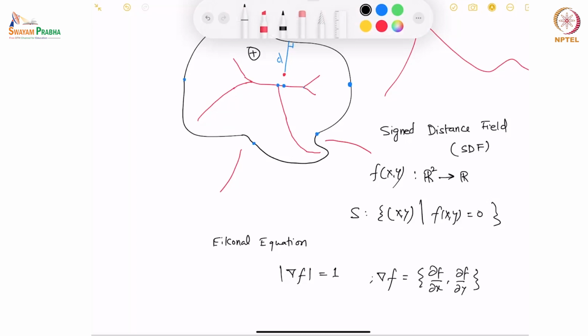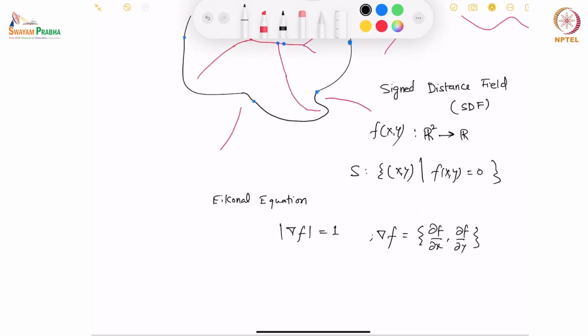So what the eikonal equation says is that the norm of the gradient, and what is the norm of the gradient? The norm of the gradient is del f by del x whole squared plus del f by del y whole squared equals 1. Well, I just squared it, right? So that's what it says. And think about it for a moment. Why should that happen? This is the property of distance fields.